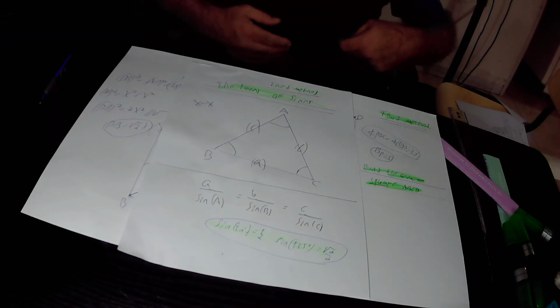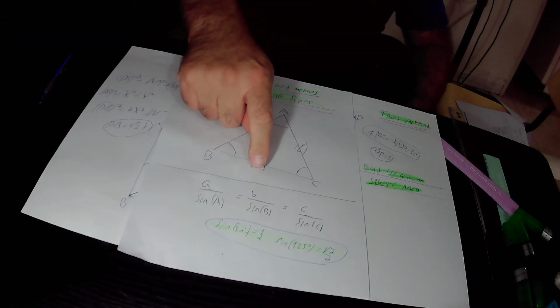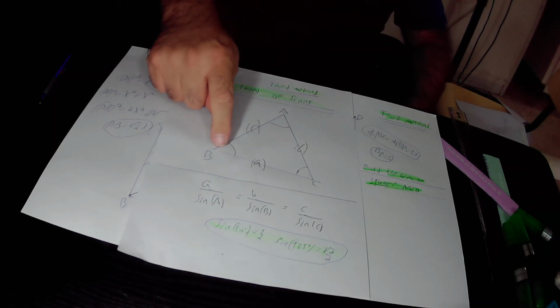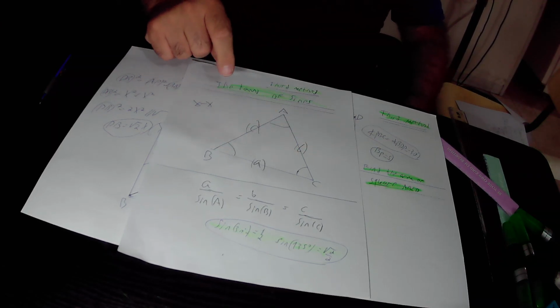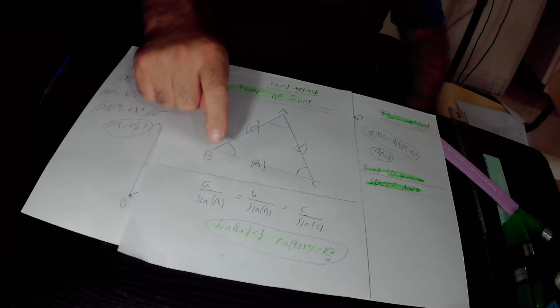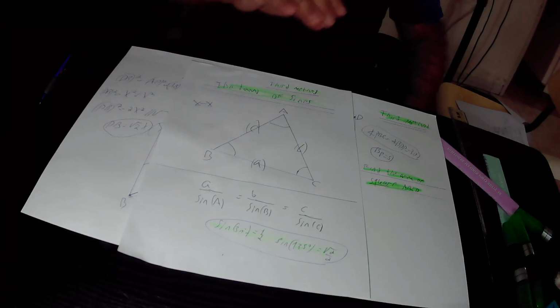According to the law of sines, the following equation is true: a over sine A equals b over sine B equals c over sine C. Again, in triangle ABC, a over sine A equals b over sine B equals c over sine C.